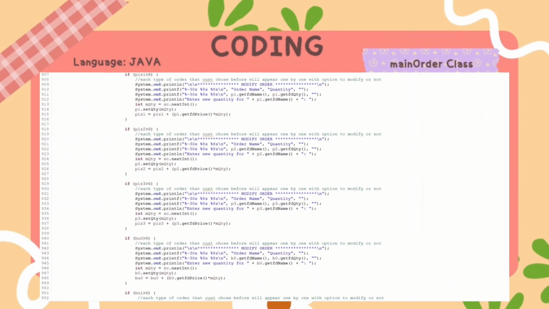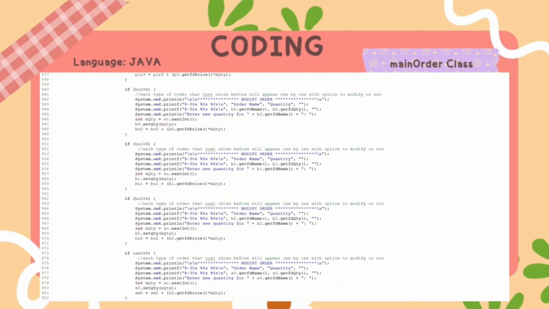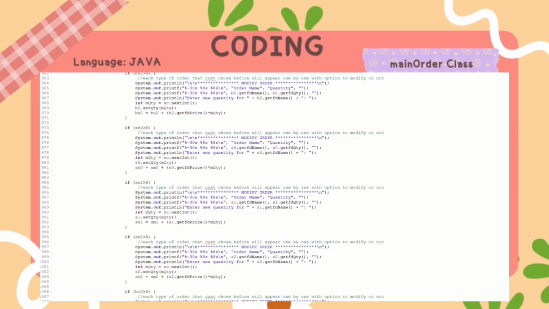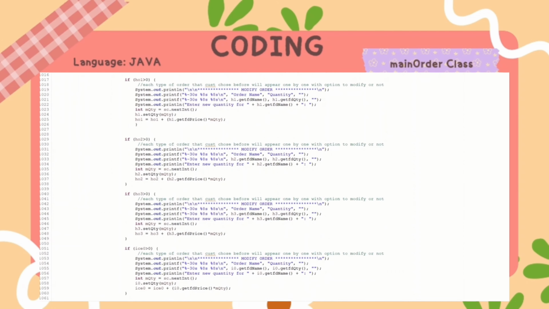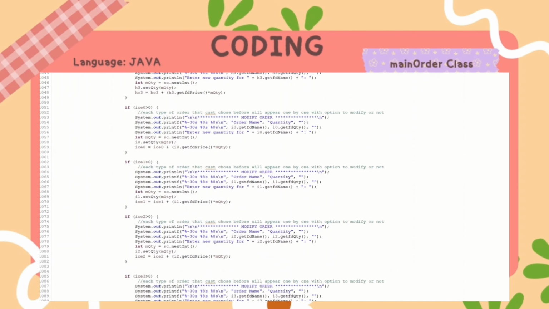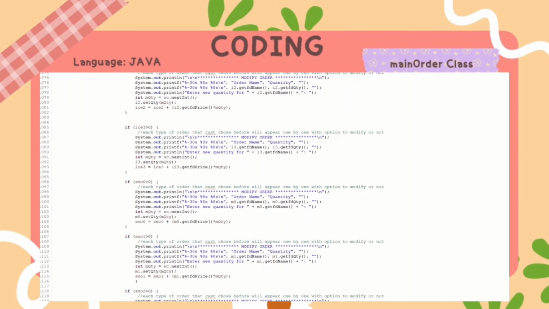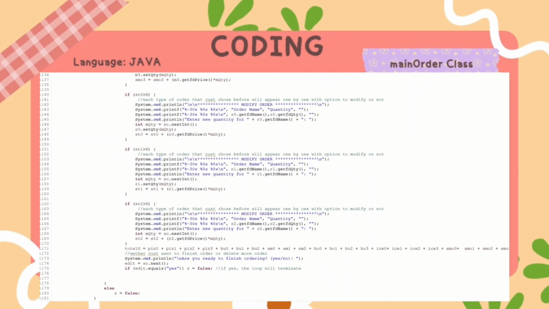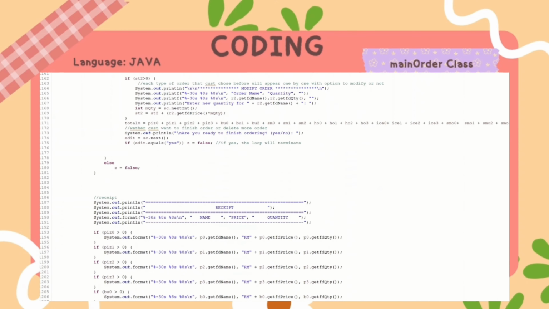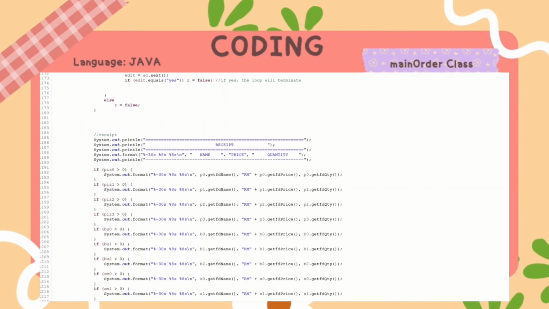For the modify coding, we declare a new variable, mqty, for the new quantity of the order. A new calculation will be made after that with the new quantity. A receipt that has been made using the getter method will be displayed. The calculation has been made and the total price has been set to double precision. The system will loop again back to the menu option.